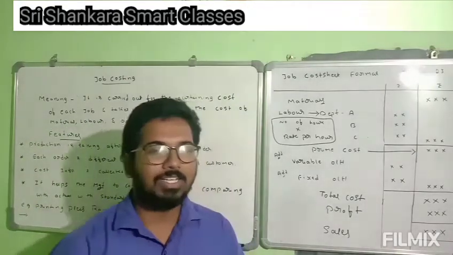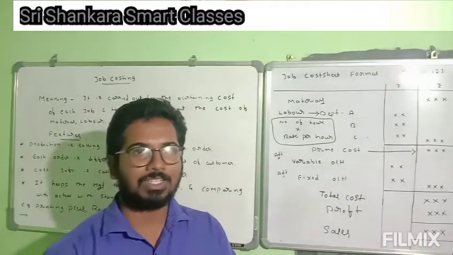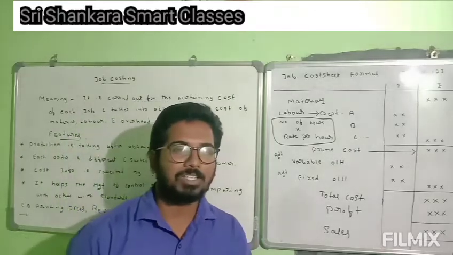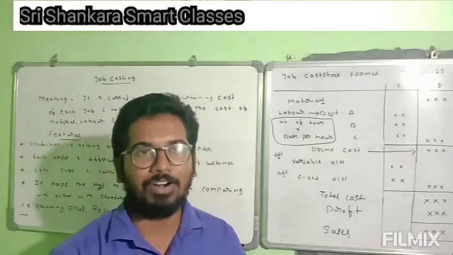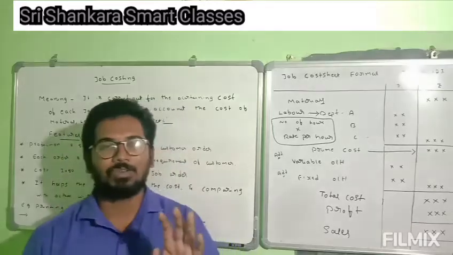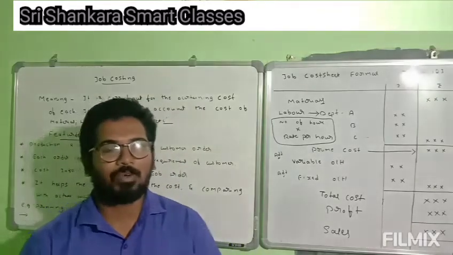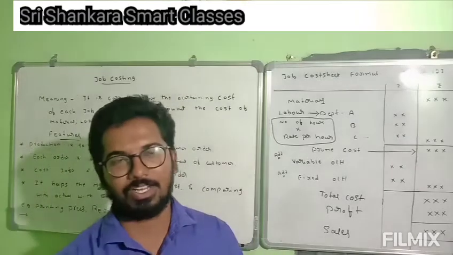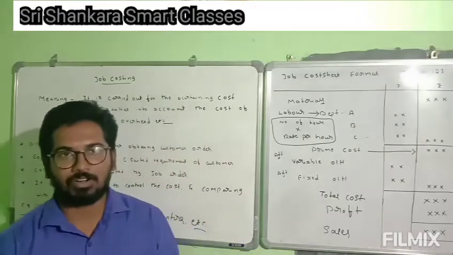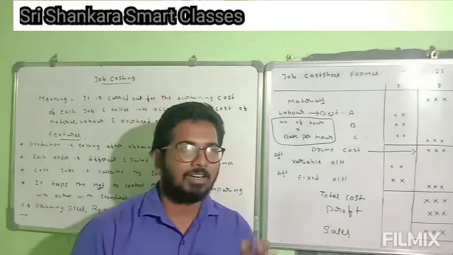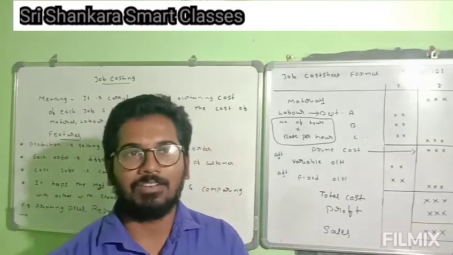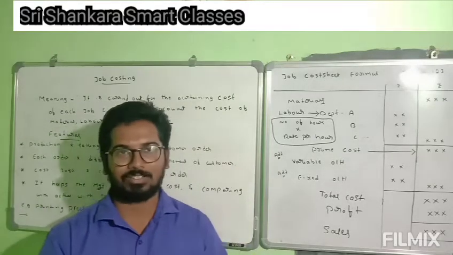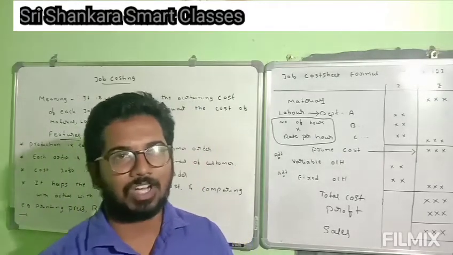So job costing is very simple. Job costing is the kind of costing that ascertains the cost of a particular unit, order or service. In elaborate terms, we call it job order costing. That is, based on the orders, we prepare a separate cost sheet for each job, for each order. That is what we call job costing.